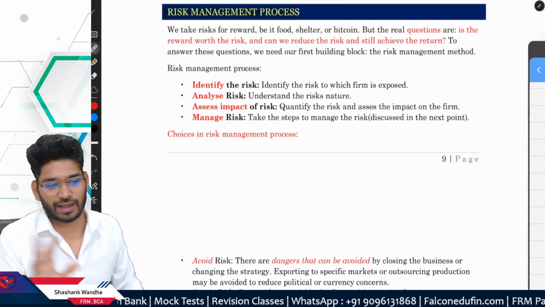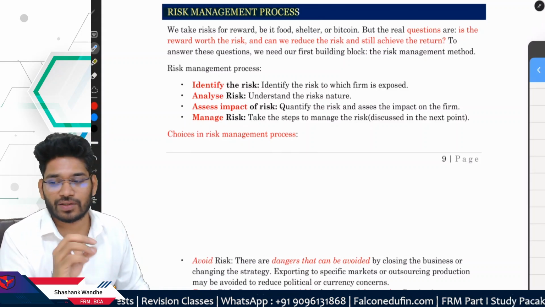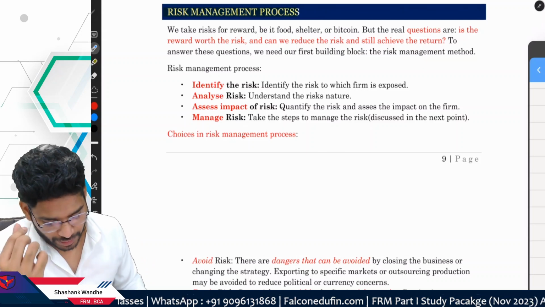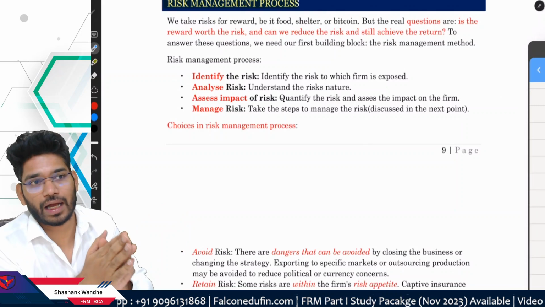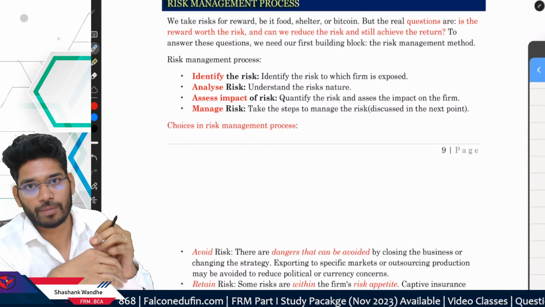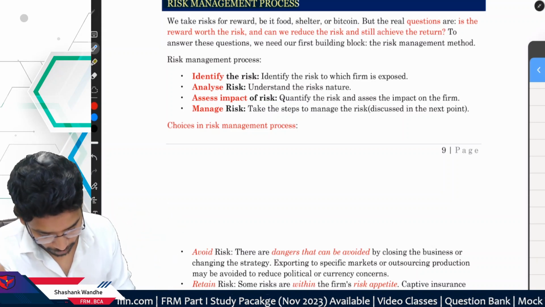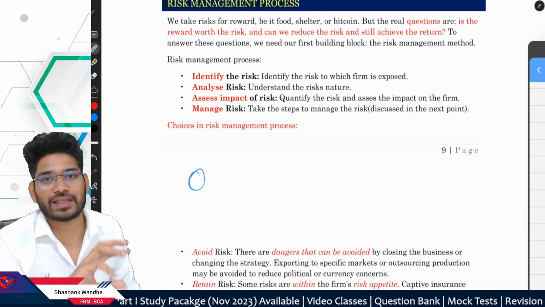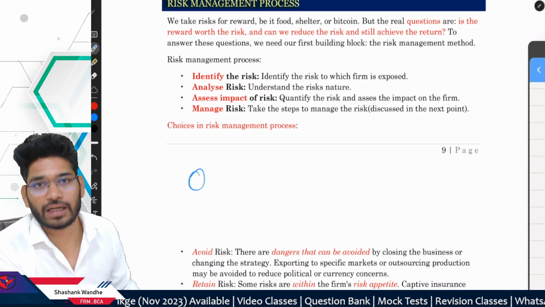Now this particular section will be repeated at least 10 times in your curriculum. So this is identify, analyze, assess the impact and manage the risk. So in the risk management process, imagine you just started your bank and you're planning some activities. So the first job is to identify what types of risks there are for your bank. Every bank is in a different business or in different proportion at least. So every bank is exposed to different types of risk.